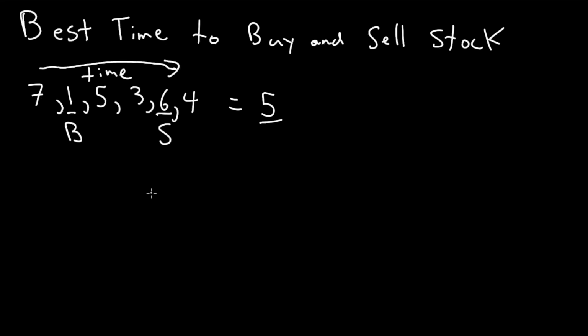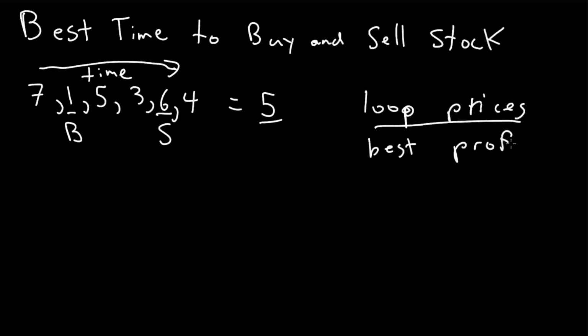So what we really want to do here is we're going to need to loop through the prices. And we need to keep track of a few things. We need to keep track of the best profit. We need to keep track of the current profit if we were to, for example, sell it on a particular day. And what else do we need here? I think that's pretty much it.